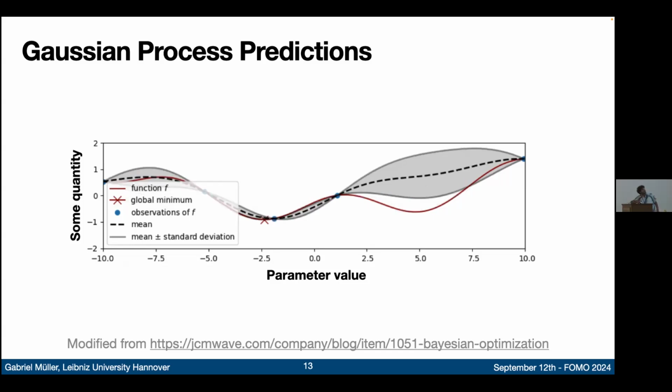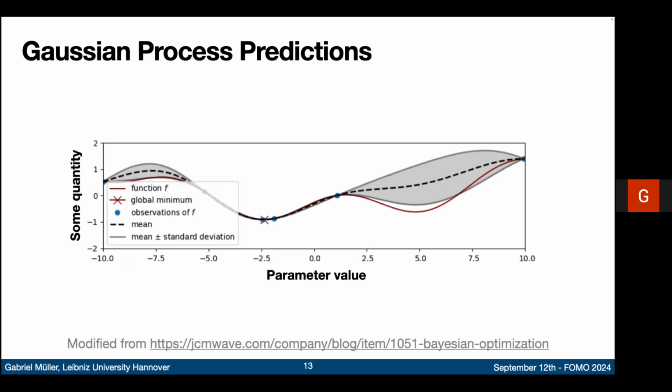Here it goes down, and it becomes even clearer. The next value will be exploitation, so you look here. And with this, you build your model, you build your Gaussian process for understanding your landscape.